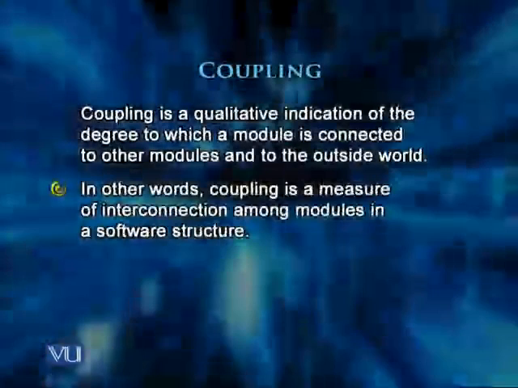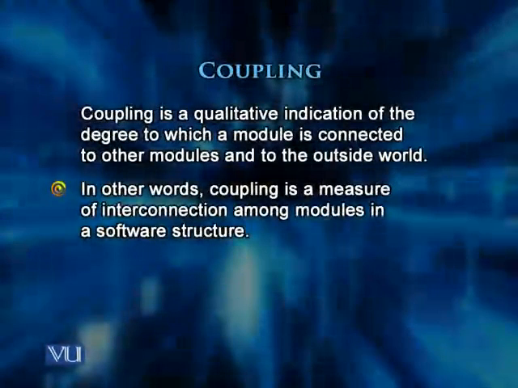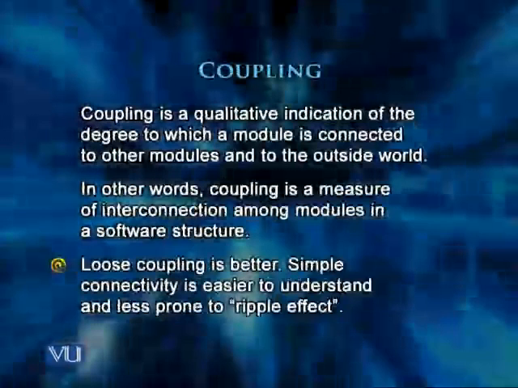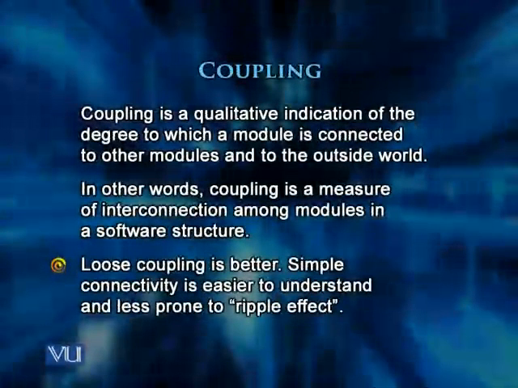So we can also say that coupling is a measure of interconnection among modules in a software structure. If we have many interconnections, that is one situation. If we have no interconnections, that's an isolated system. And in some cases, we have a reasonable amount of interconnections. That's the desirable situation. So we can say that loose coupling is better. Simple connectivity is easier to understand and less prone to ripple effect.